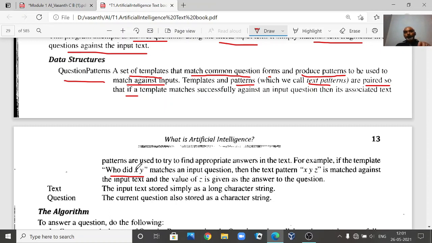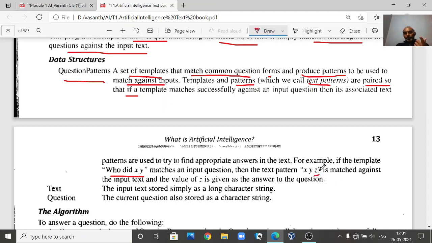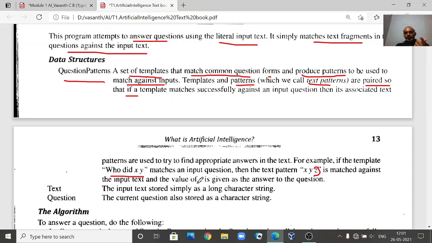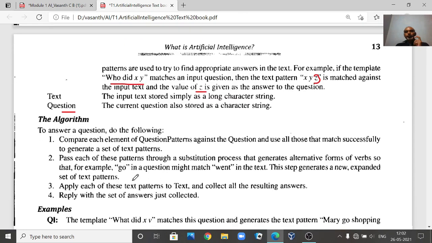Now for this template I will be having some text patterns. So like text patterns XYZ. Now we are going to match this XYZ against our input text. In the input text I am going to match who did XY. If it is matching, then this Z will be the answer. So I am going to pick up this Z as the answer. The value of Z will give me the answer to this question. This is the one data structure. Next is of course the text question. So input text will be having the question.